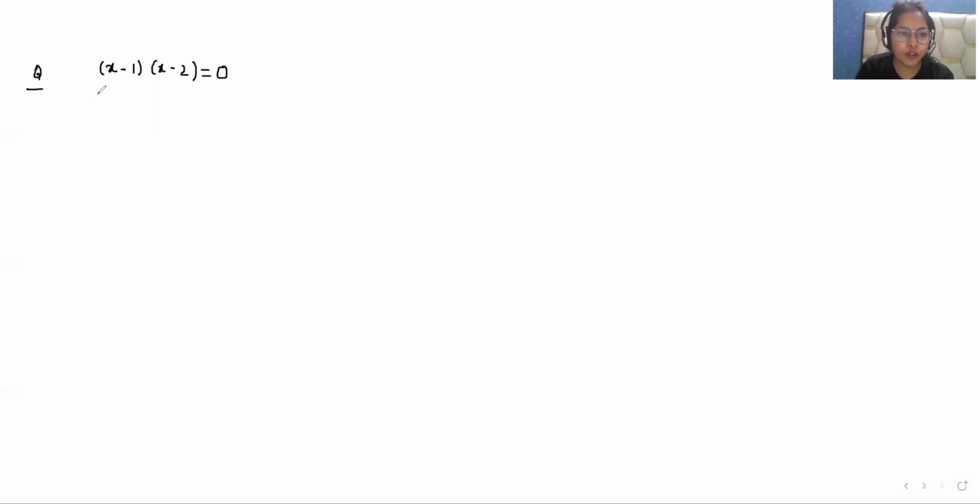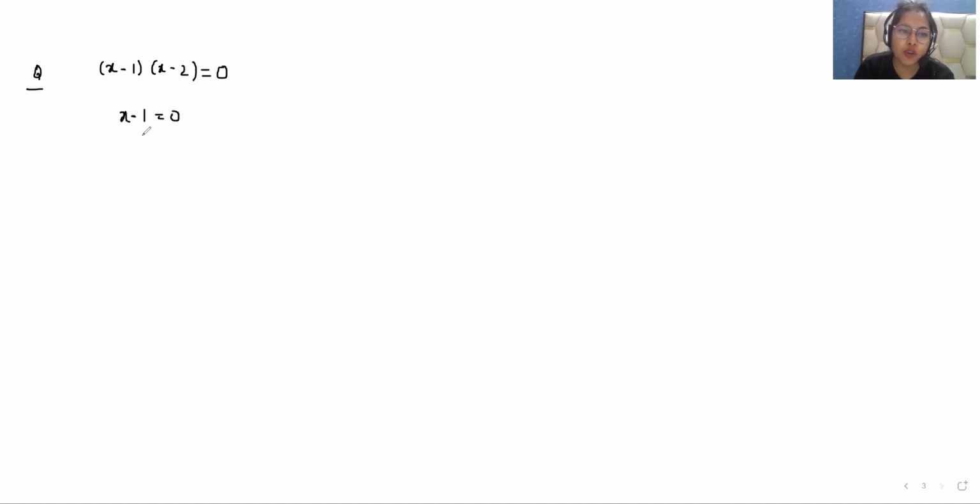There is only one solution: either this will be 0 or this will be 0, because when we multiply them, if one of them is 0, then the product becomes 0. So we have to think about what we can put in this equation so that it gives 0. How can we say that? We will put each factor equal to 0 and find the value of x.